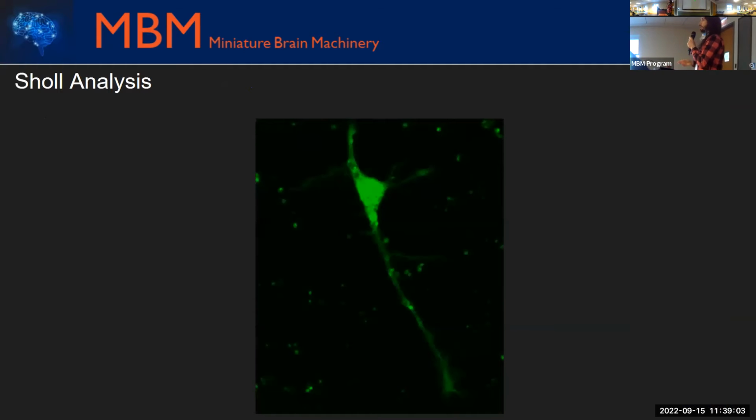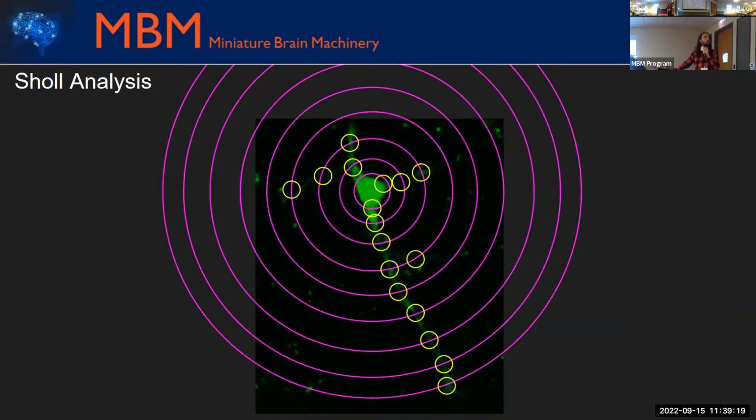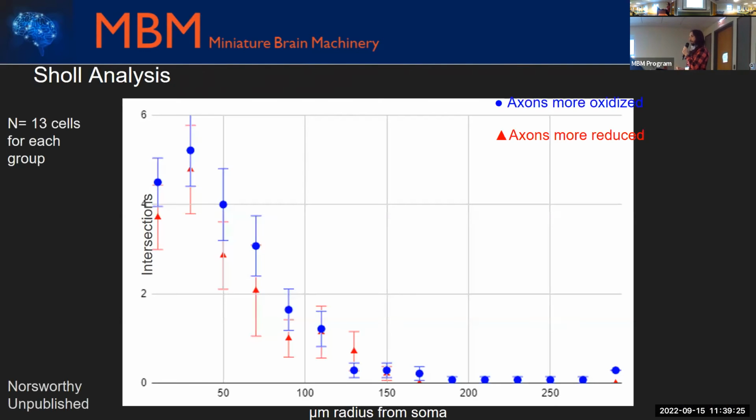So once I had that information, I also did a Sholl analysis to see whether neurons that had more oxidized axons had a different level of complexity, or were perhaps more mature, than those whose axons were more reduced than their dendrites within that given cell. So we look at the complexity, starting off with 10 micrometers and moving out 20 every step, looking at those two different populations.